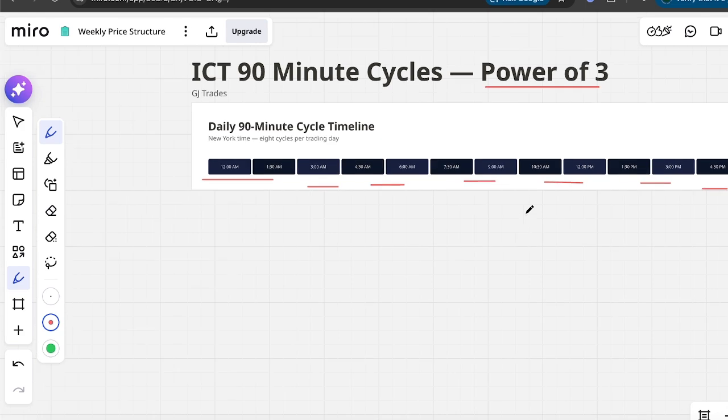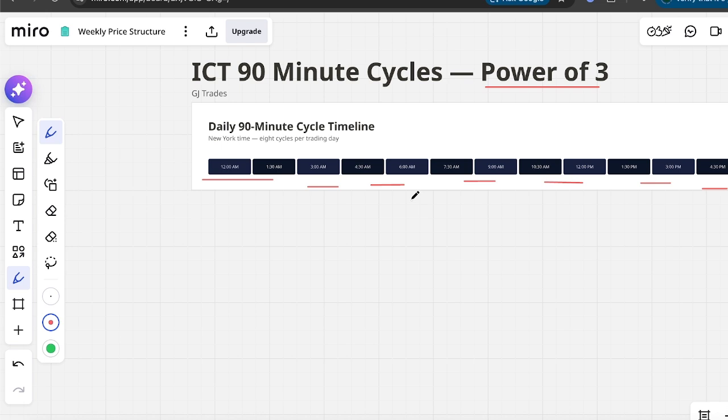So first things first, what is a 90-minute cycle? The market doesn't just move randomly throughout the day. It moves in structured time-based intervals, and the core interval that ICT identified is the 90-minute cycle. So as you can see on the screen, these are our 90-minute windows, and these are what we are going to be using throughout this video.